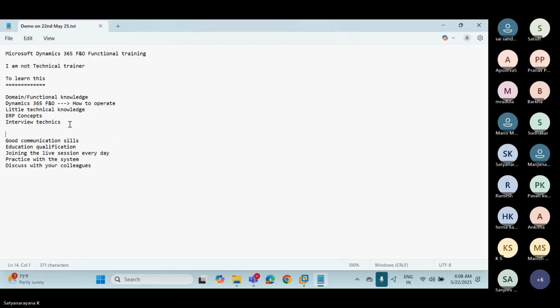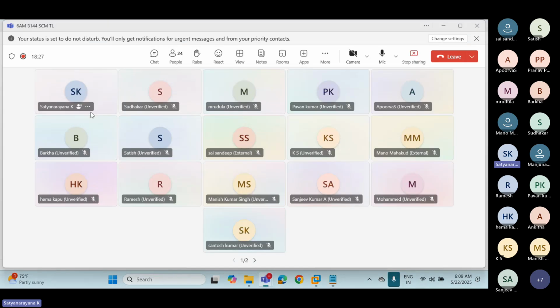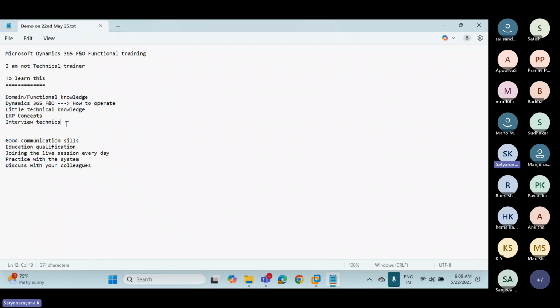So these skills are in my hand. I need to make sure about domain knowledge or functional knowledge, the Dynamics 365 F&O application and how to operate it, a little bit of technical knowledge, ERP concepts, and then interview techniques. I need to teach you all these things. And these skills are in your hand. In your hand means good communication skills.